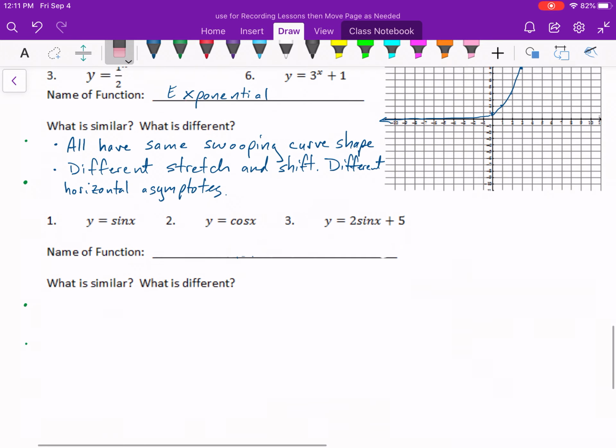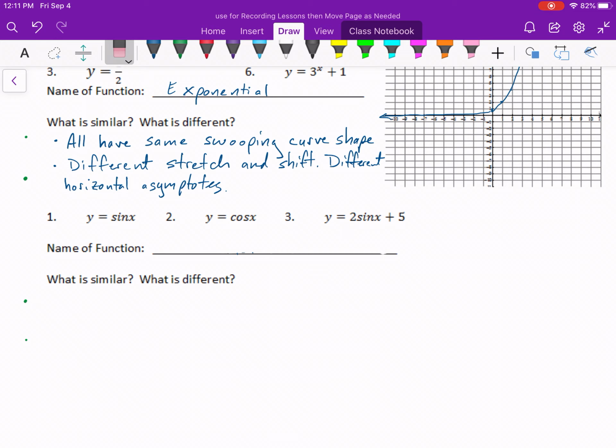And finally, the last one are all trig, sine and cos. You remember are trig ratios. When we graph them as y equals sine x, it becomes a trig function. They're all variations on trig functions. Number 1 is just your basic sine function. Number 2 is your basic cosine function. Number 3 is a variation, a transformation of number 1, where it's got a vertical stretch. It's got an a value of 2. It's got a c value of 5. So it's been stretched by a factor of 2 and shifted up 5.